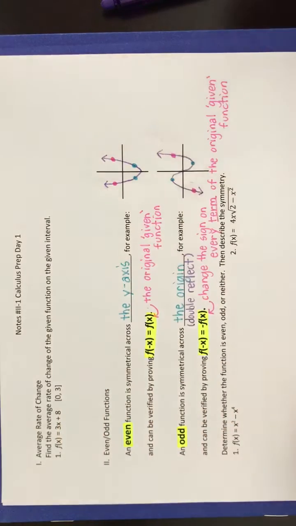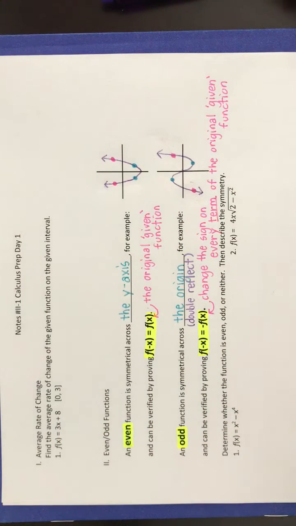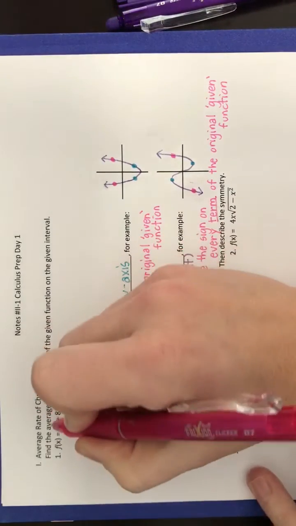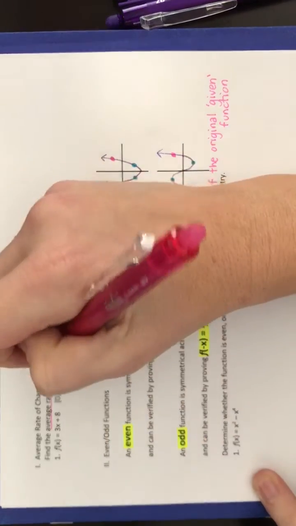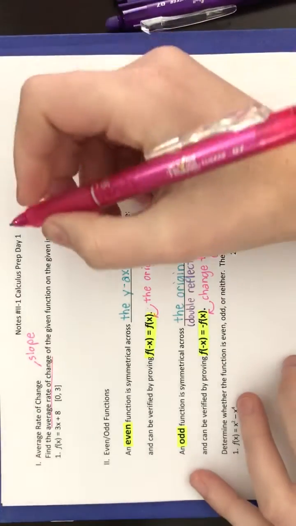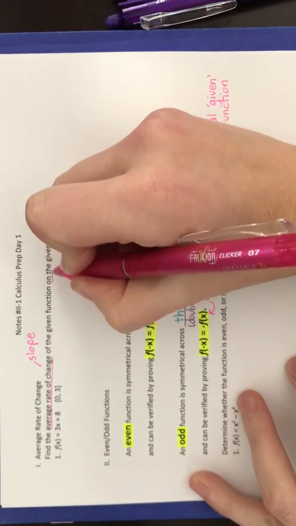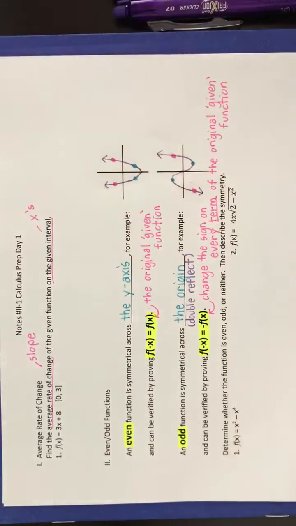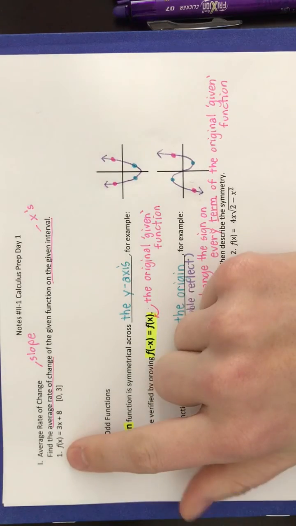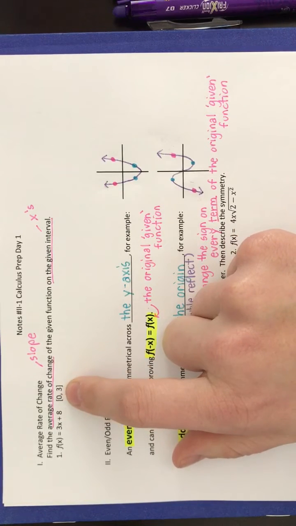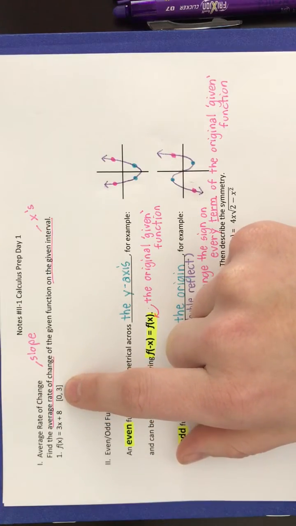Find the average rate of change of the given function on the given interval. Remember that average rate of change is really just slope. On the given interval, remember the interval that's given is talking about x values. So it's domain, it's left to right. So in problem number 1, f of x equals 3x plus 8, where your given interval, or your domain, your x values, your left boundary and your right boundary, are 0 to 3.